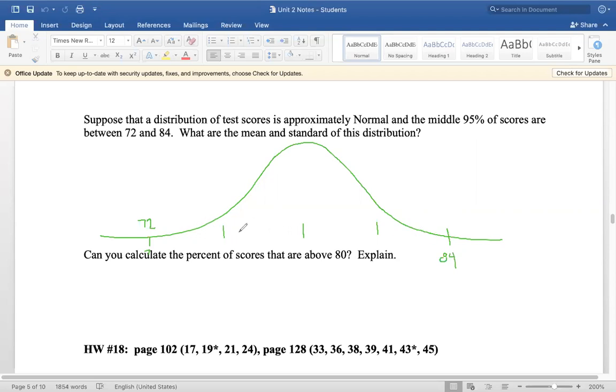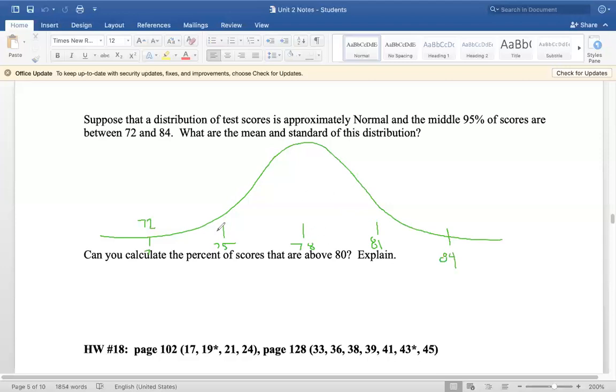So how can we divide this into equal chunks? What you find out is that those equal chunks are of size 3. So if I go here at 75, 78, 81, and then 84. I just divided it into equal parts. So we have 1, 2, 3, 4 chunks, and we have a distance of 12. So 12 divided by 4 is 3. That's all I did.